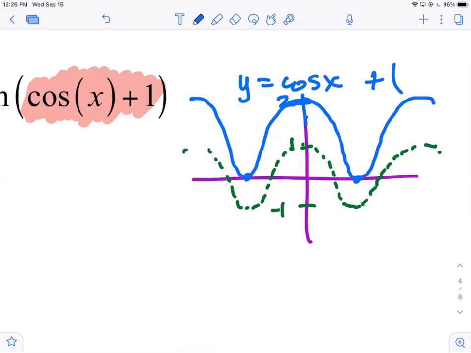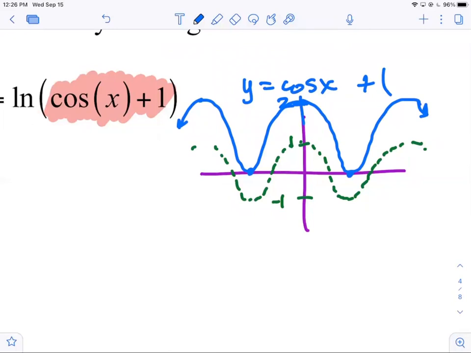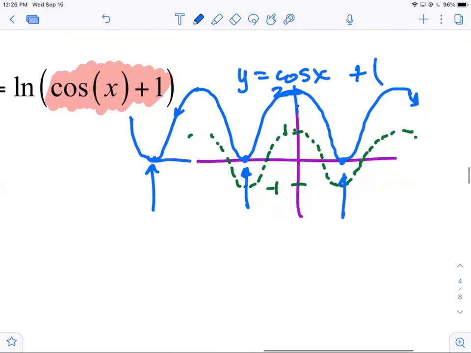So is cosine of x plus 1 ever negative? No, it's never negative. So we don't have to worry about that. But is it ever 0? Yes, because we shifted up 1, every time it bounces on the x-axis, we have another 0. So there's going to be infinitely many values that don't work. How do we list infinitely many values? We don't really. All we do is, if we can figure out how often they occur, if there's a pattern to it, we can just list 1 and say how often they occur.